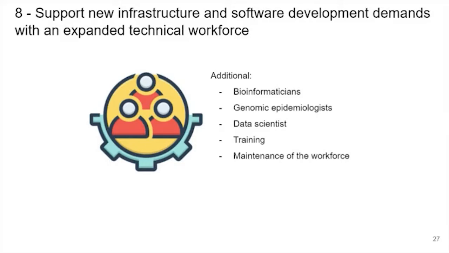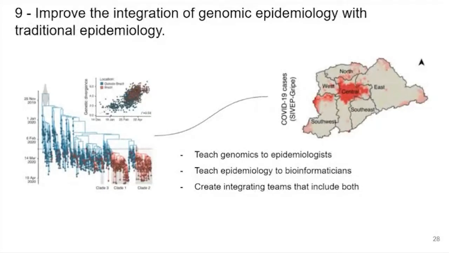So to support the analysis, a great amount of complex data in public health agencies could be a challenge for many teams. Additional bioinformaticians and genomic epidemiologists are needed, trained on the issue of the other. Genomic epidemiologists need to know a little bit about epidemiology, and epidemiologists need to know a little bit about genomics as well. So it leads to another recommendation, which is the 9th, to improve the integration of genomic epidemiology with traditional epidemiology.